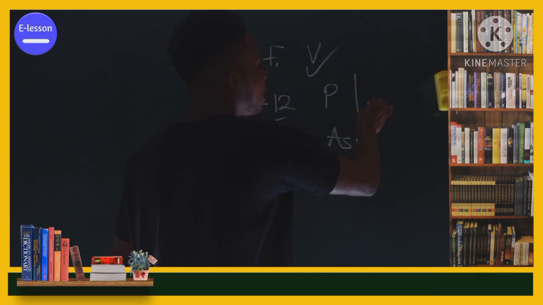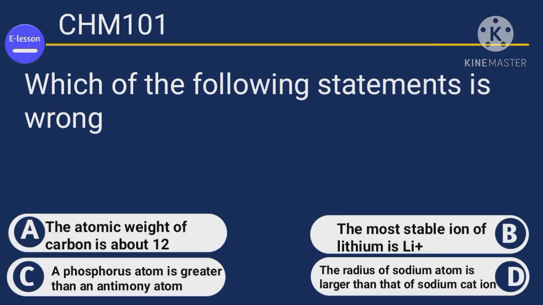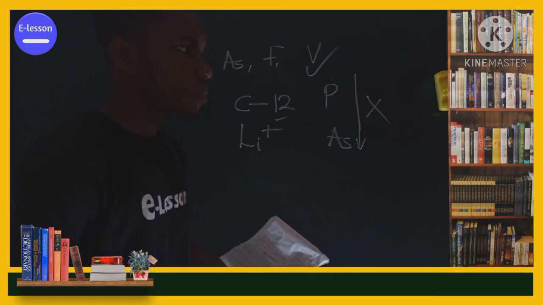Oh my God, so why am I using potassium and arsenic? It's supposed to be: the radius of phosphorus atom is larger than the radius of antimony. Please take correction. Is that true? Radius of phosphorus atom is larger than the radius of antimony, not sodium atom is larger than the radius of sodium ion. Now, take correction. You should know this, so that you don't say I don't know.